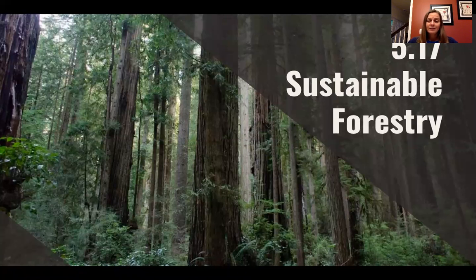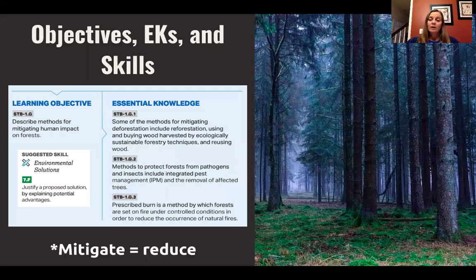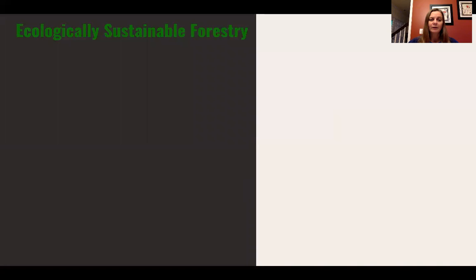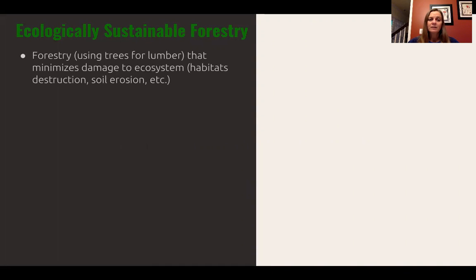Okay, so we've talked about the downside, clear cutting, the probably most destructive form of forestry. Let's talk about sustainable forestry. So we're going to talk about how we mitigate deforestation and how we protect forests from pathogens and insects, and what fire management is all about. So when we talk about ecologically sustainable forestry, we're talking about managing our forestry. We're talking about using trees for lumber or paper, but in a way that it minimizes the damage to the ecosystem. We want to minimize habitat destruction. We want to minimize soil erosion. So how do we do that?